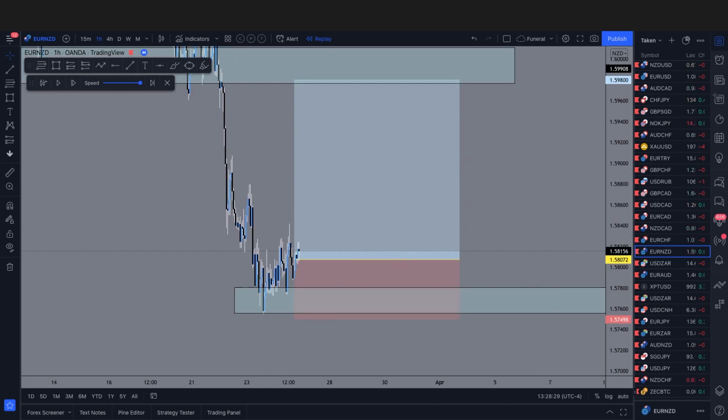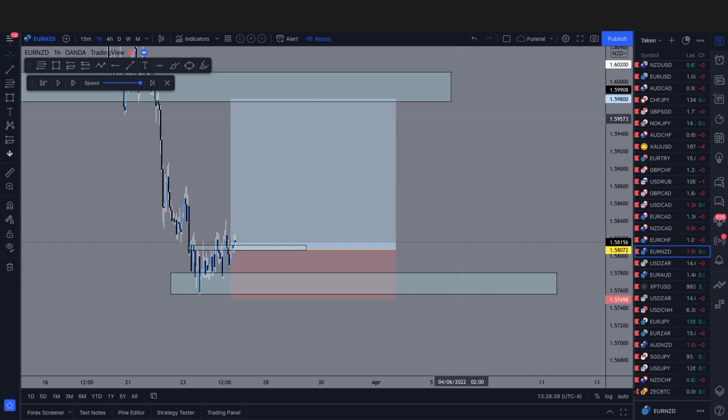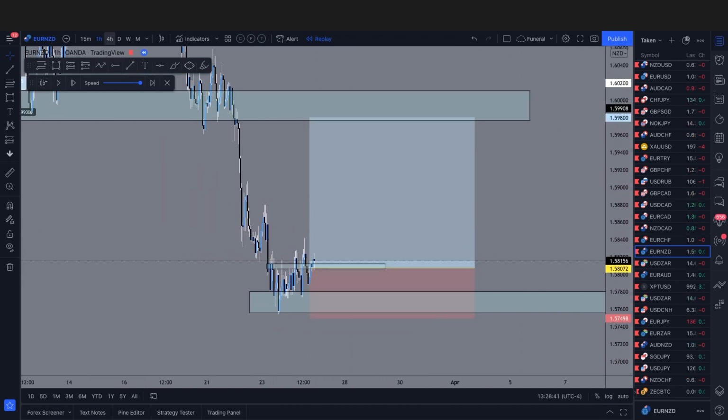Previous structure resistance that broke into the upside should now be acting as support. And now that we've gotten the break to the upside, it is acting as support. And the only thing left to do is look for our take profit. We take our take profit from a higher time frame.